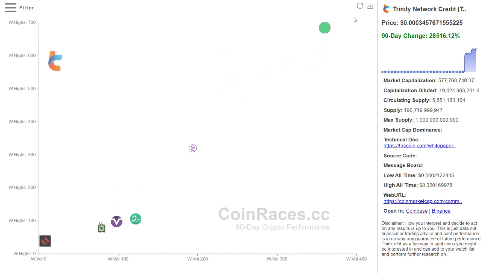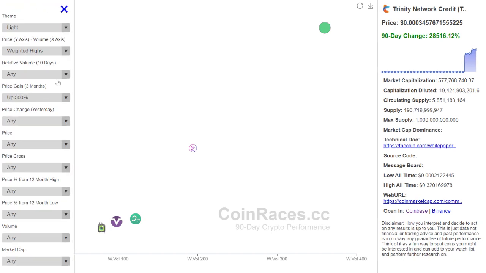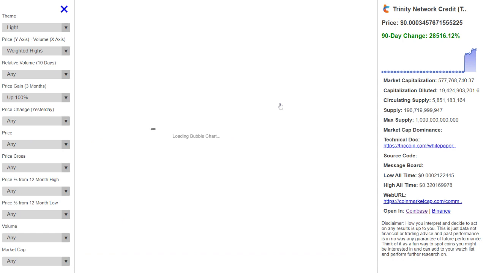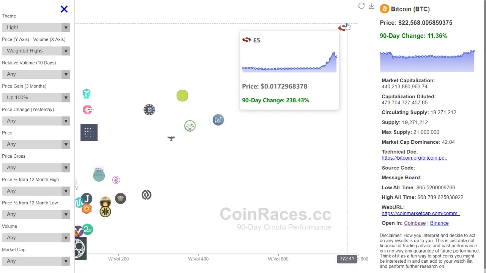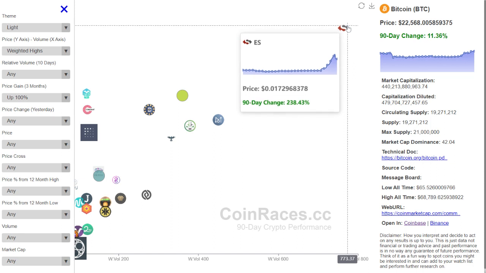As I said, it's a beta, so the interesting thing is my little one at the top right's disappeared, but let's just have a look and see why he's disappeared. So if I change that back to 100%, I think you'll find his price increase wasn't that dramatic. Yeah, so he was up 238, which is why the filter took him out.